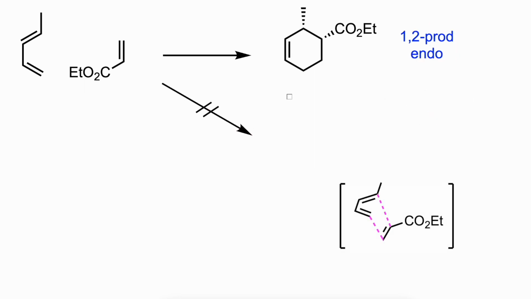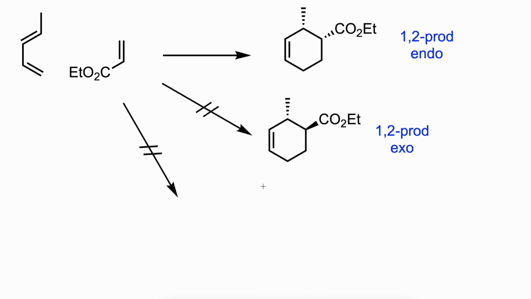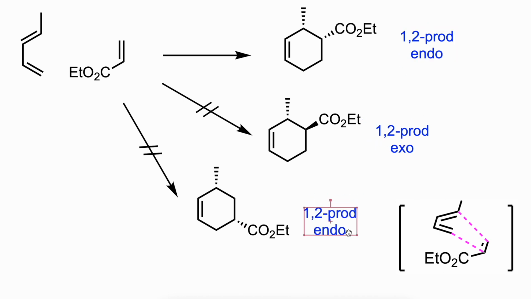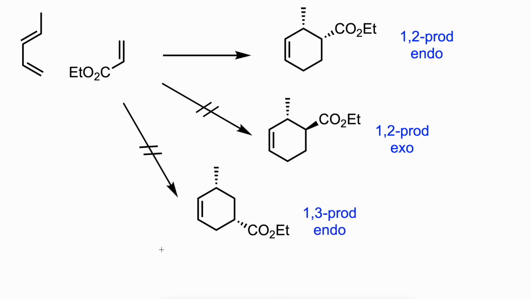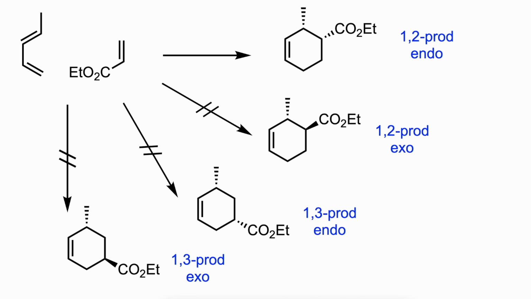We now know that the reaction is stereospecific, and the stereochemical information of the diene and the dienophile will be retained in the product. We also know that the reaction is regioselective and will deliver the 1,2 or the 1,4 product over the 1,3. And finally, we also know that the reaction is stereoselective and will give the endo product preferentially.